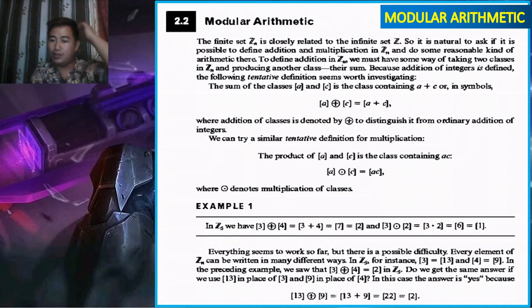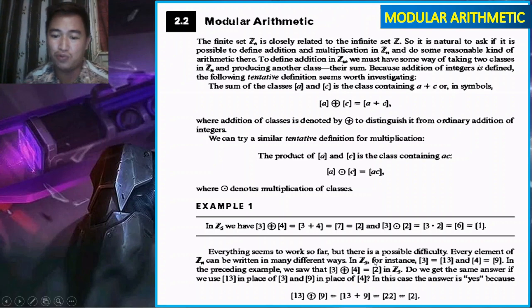Sorry, difficulty ko no class. Bisag di. So every element of Zn can be written in many different ways. So in Z5, for instance, si 3 kay equal ni 13. Diba? Equivalence class ni 3 kay si 13. Kaya diba ang 13, divide mo mag 5, remainder 3 gihapon. And then 4 class is equal to the equivalent class nga 9 kay 4 plus 5 kay 9 man or si 9 divide nimo og 5 remainder kay 4 so equal na sila class ng class mga classes.